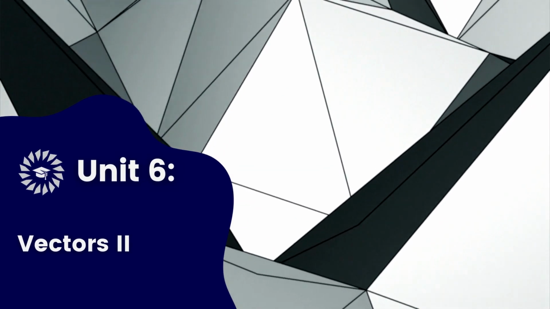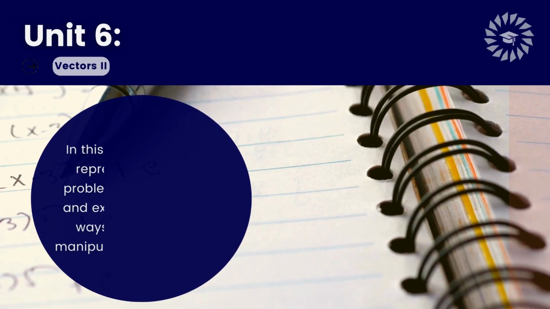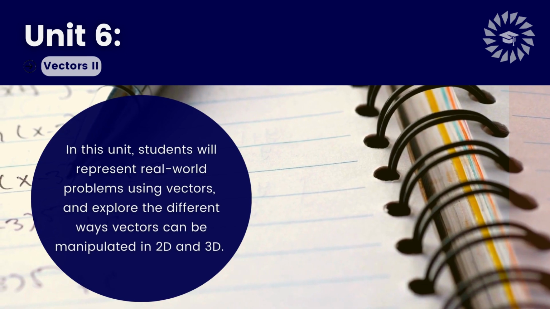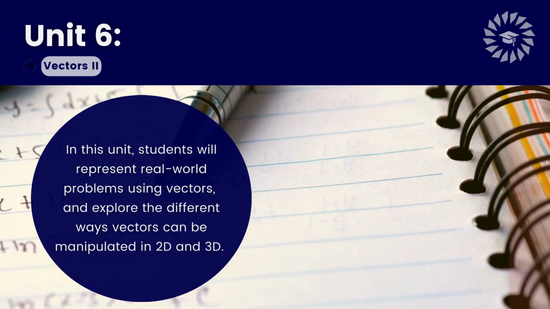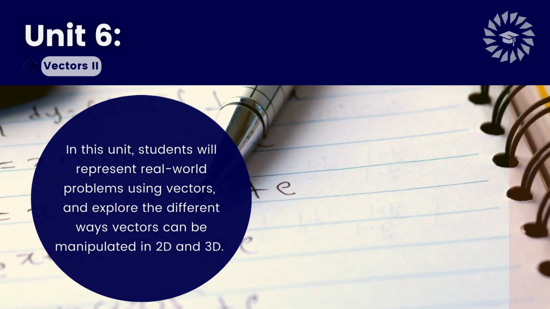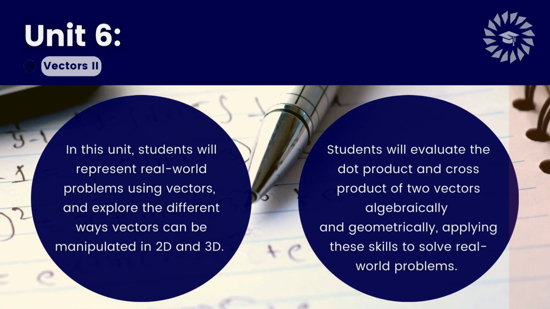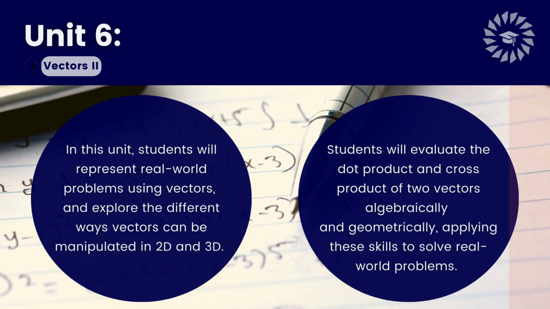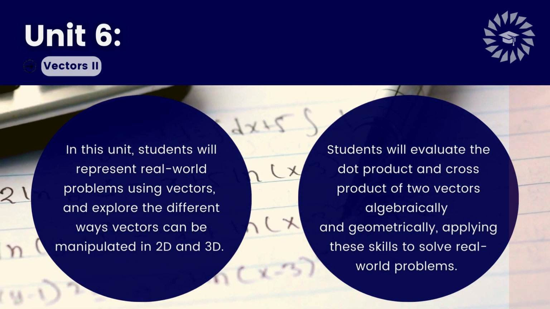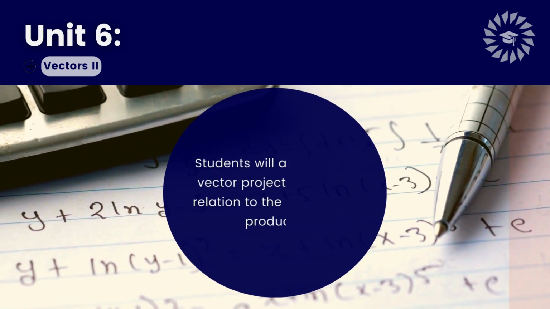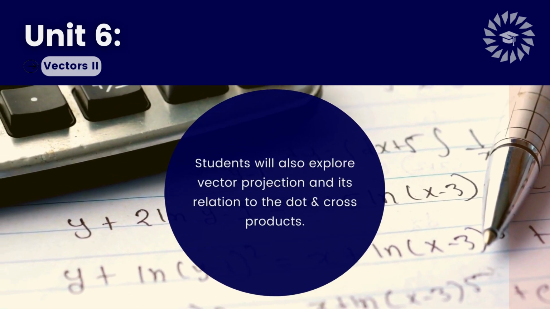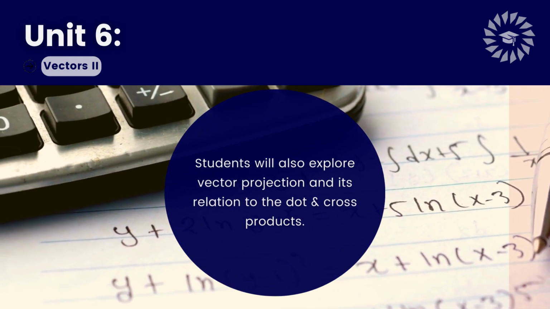Unit 6, Vectors, Part 2. In this unit, students will represent real-world problems using vectors, and explore the different ways vectors can be manipulated in 2D and 3D. Students will evaluate the dot product and cross product of two vectors algebraically and geometrically, applying these skills to solve real-world problems. Students will also explore vector projection and its relation to the dot and cross products.